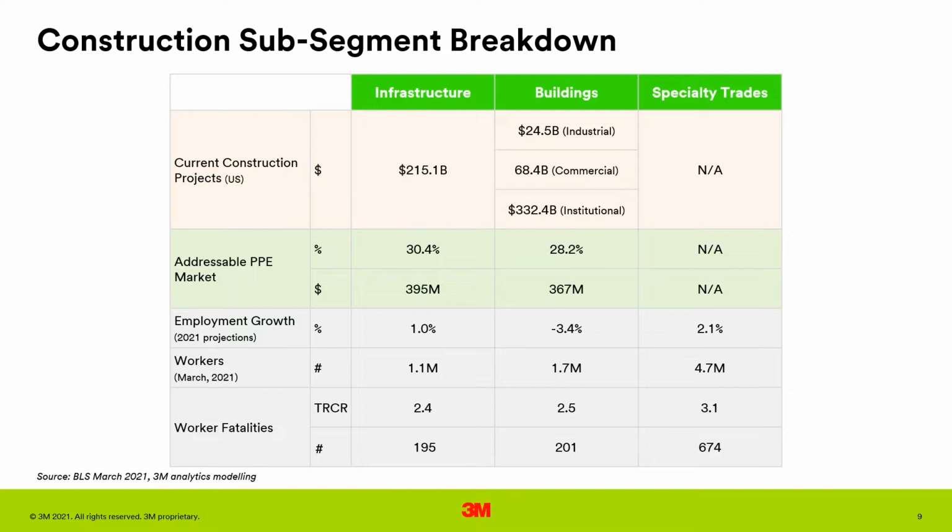We also like to look at the worker fatalities, total recordable case rates, and the various numbers are provided there for you. But certainly, as you can see on the specialty trade side, that's where we're seeing a great number of worker fatalities on site, and certainly an area where we can provide solutions to meet the needs of our customers who may have had injuries or fatalities on their sites.